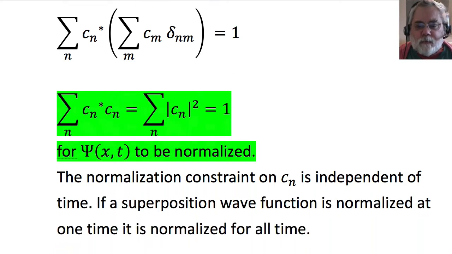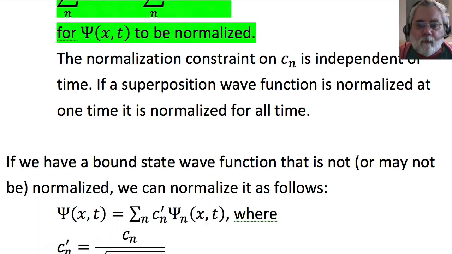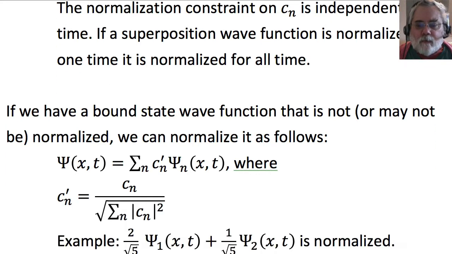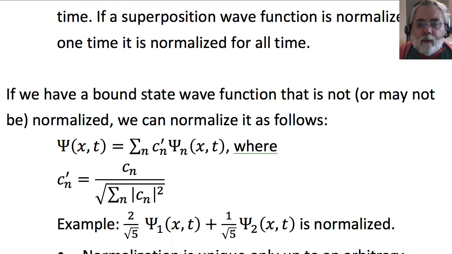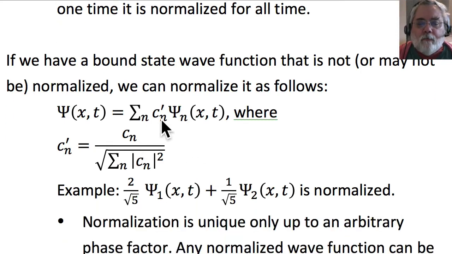Now, the normalization constraint on c sub n is independent of time. If a superposition wave function is normalized at one time, it is normalized for all time. If we have a bound state wave function that is not or may not be normalized, we can normalize it as follows. We replace each original c sub n with a new c sub n prime, which is the old c sub n divided by the square root of the sum over all n of the magnitude of c sub n squared.